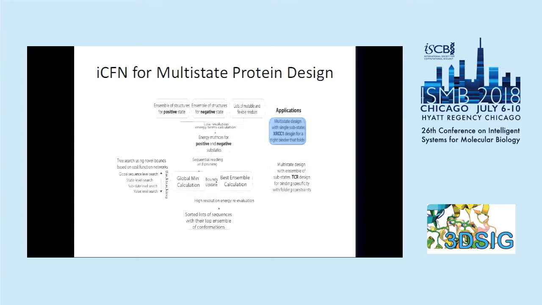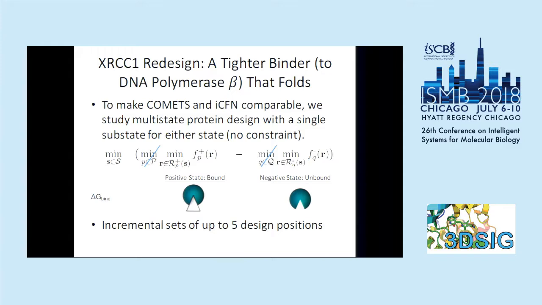The first application is an XRCC design. We just want to make sure that it's a better binder that folds. In this case, we compare to COMETS, but we have slightly different objective functions and different implementations. So we decided to look at multi-state protein design with a single substate for either state. It's a little verbose, but basically you don't have multiple substates for positive or negative. The positive state is a bound state, and the negative state is an unbound state. And then we incrementally add one position at a time until 5 design positions, and we keep the surrounding residues flexible.